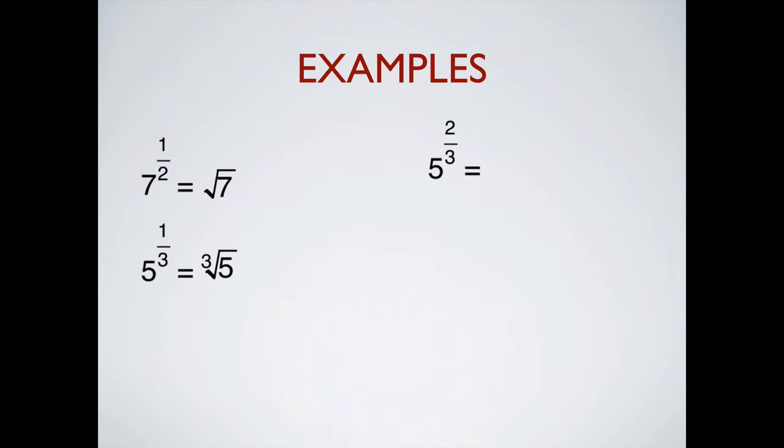How about 5 to the 2/3? Well, here we're going to break that apart to 5 to the 2 times 1/3, which means 5 squared to the 1/3. Remember, I can multiply exponents, and that means the cube root of 5 squared. Or if you want, you can think of it as the cube root of 25, but we're going to leave it as the cube root of 5 squared.